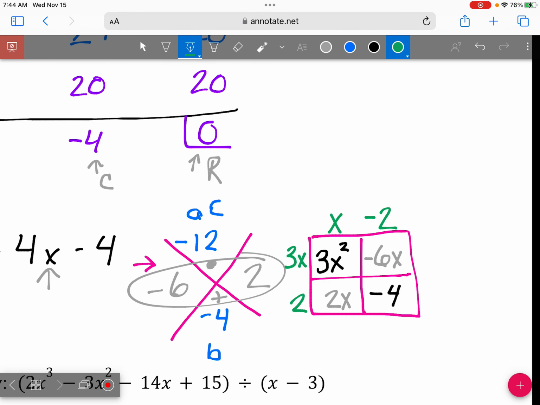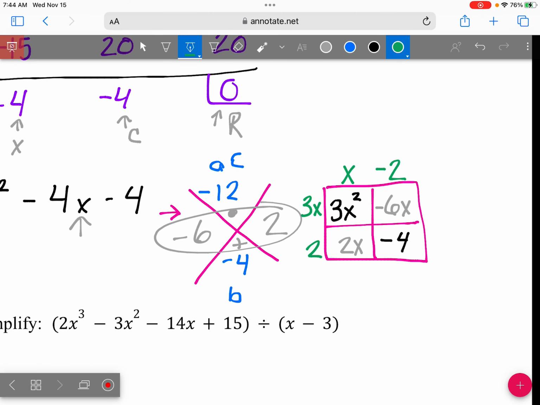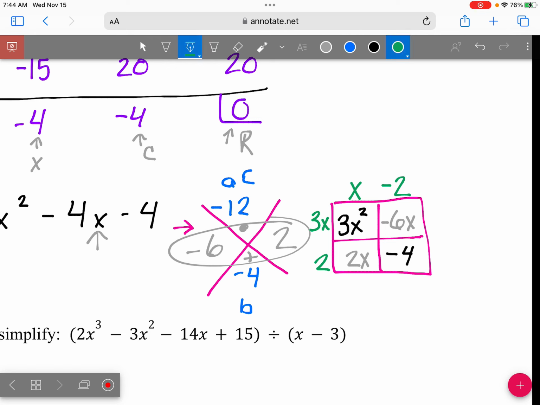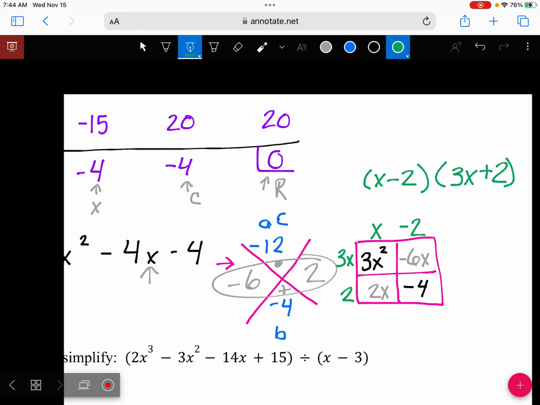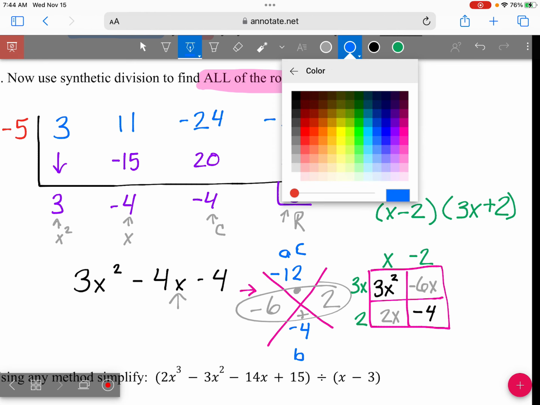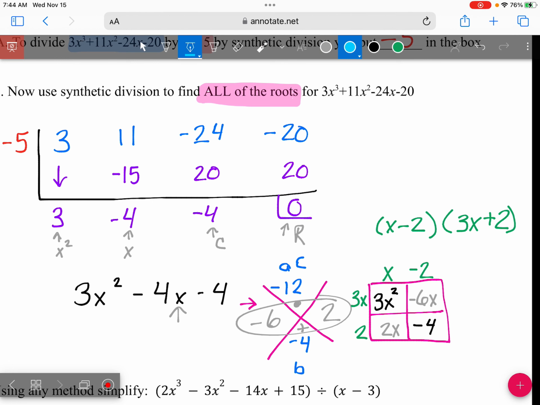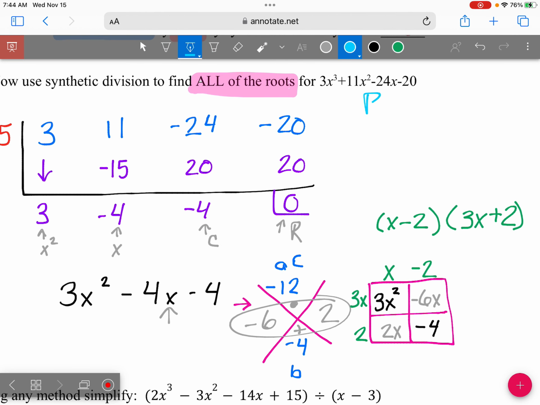So our factored form of our quadratic is x minus 2 and 3x plus 2. And we're almost there, but this is one of the longest ones in the packet, and that's okay, because we need to find all of our roots.